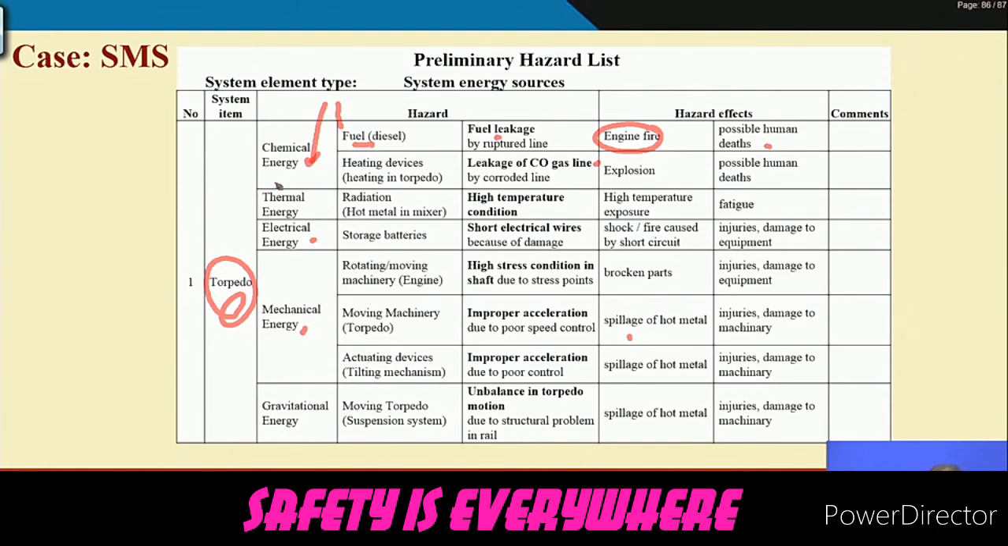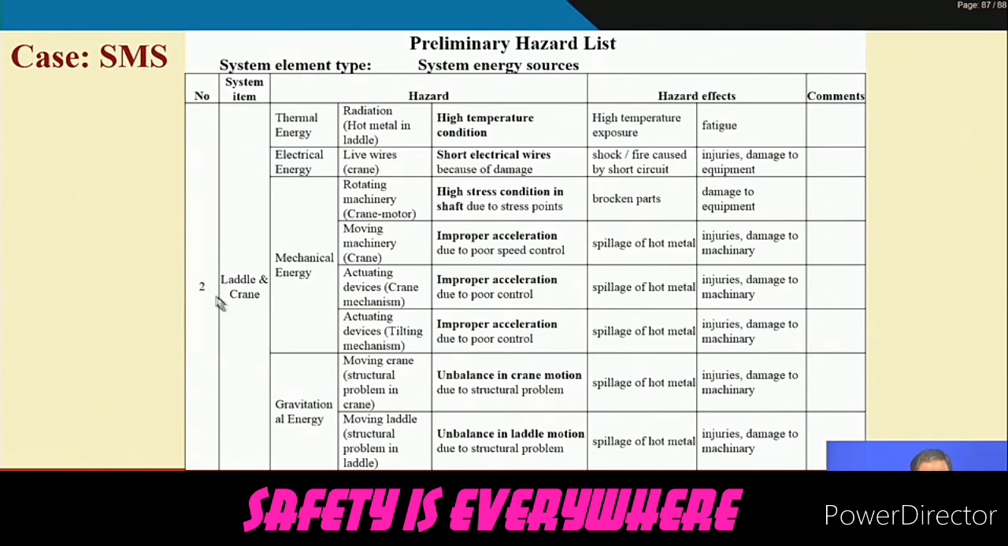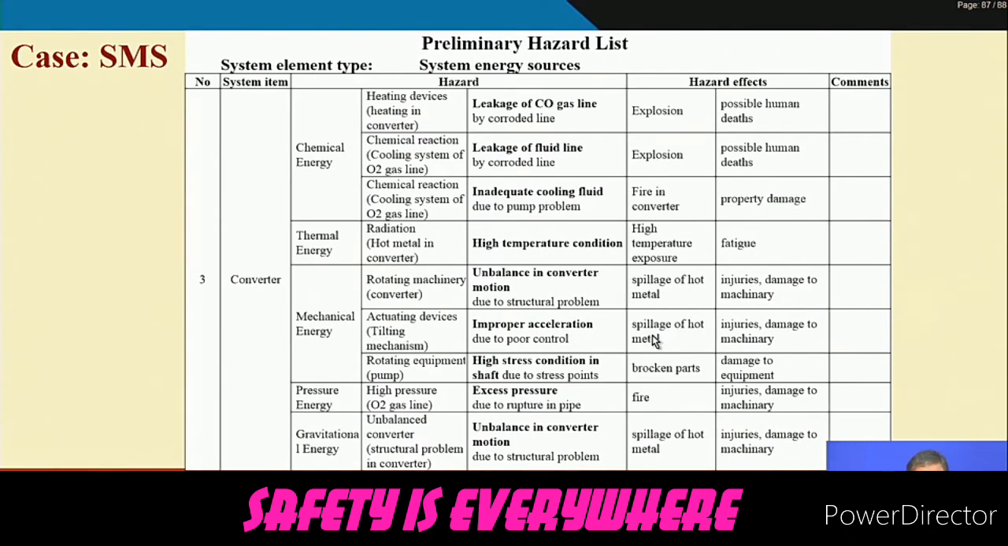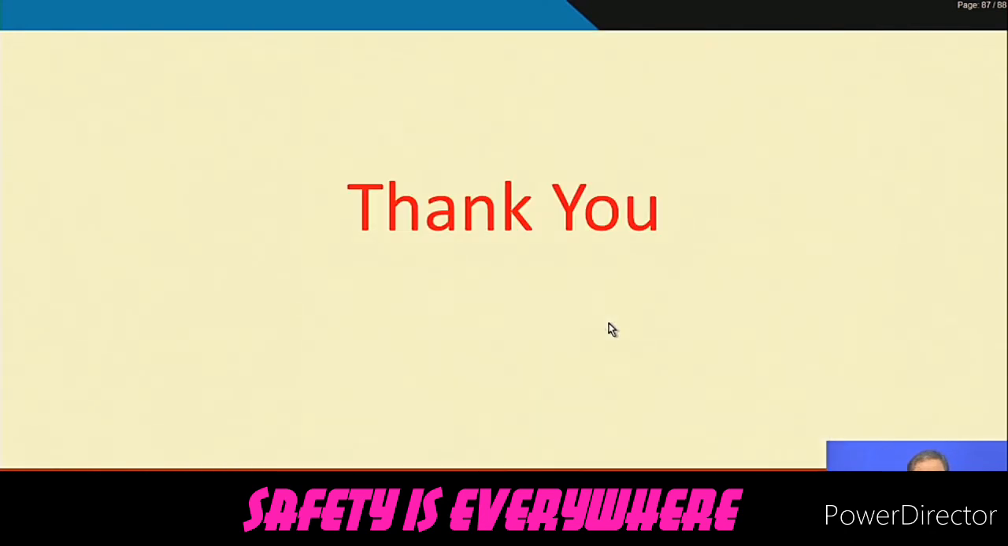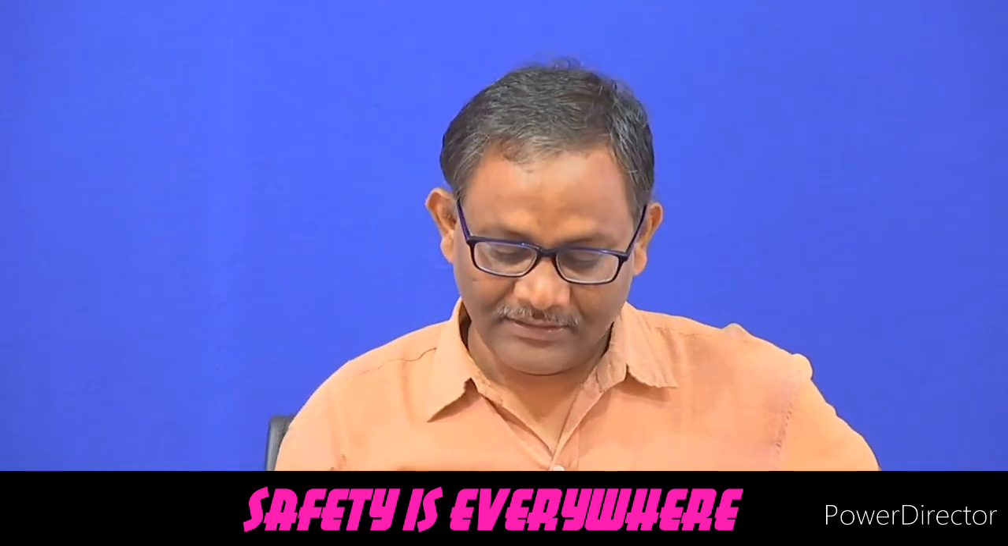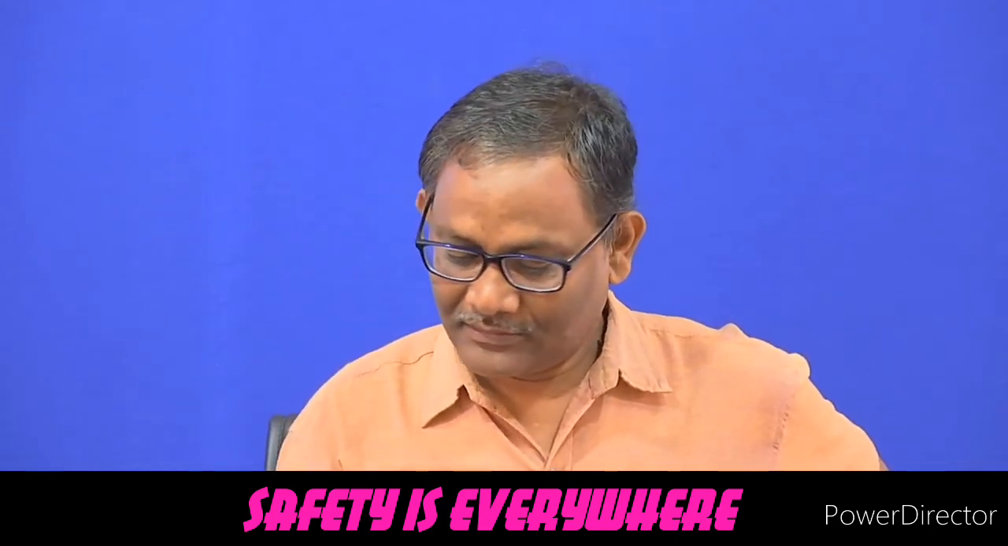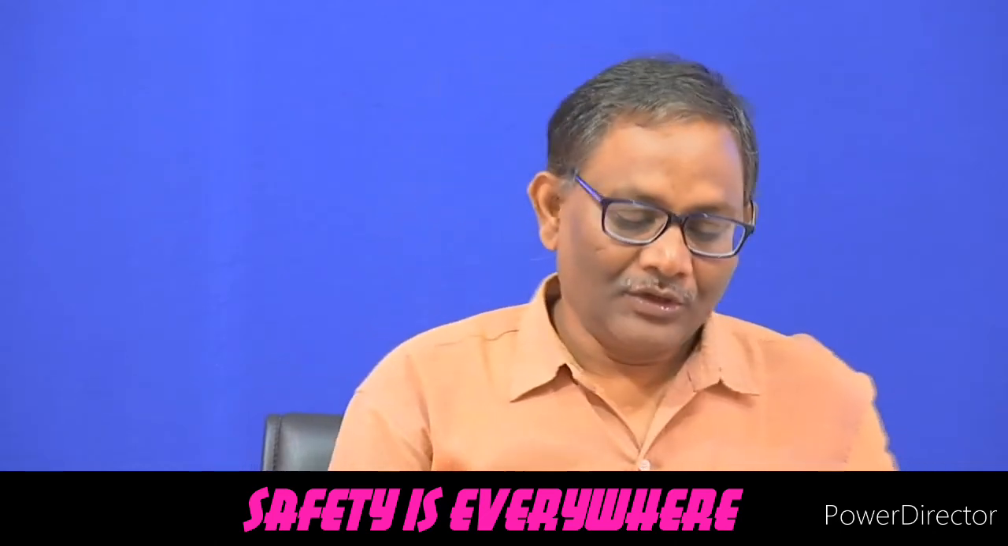There will be multiple such hazards. So, here 1, 2, 3, 4, like this. So many hazards we have identified. See, this is torpedo, then ladle and crane, converter, so many things. Okay.